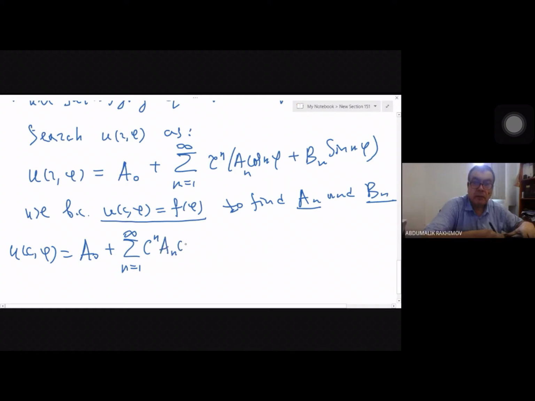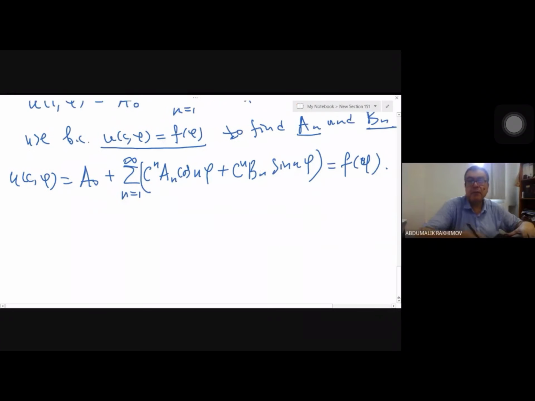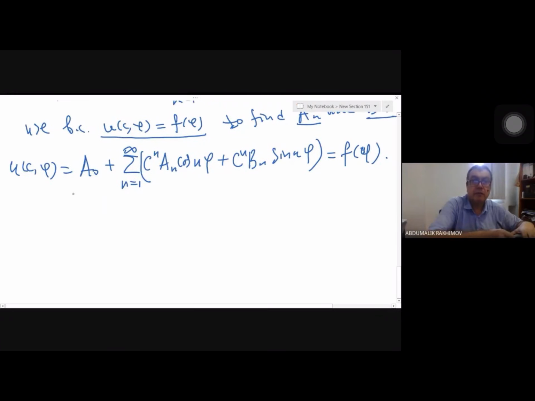An cosine n phi plus Cn Bn sine n phi must be equal to F phi. So what we see here is a Fourier series, right? These coefficients must be the Fourier coefficients of F. What was the formula for A0?